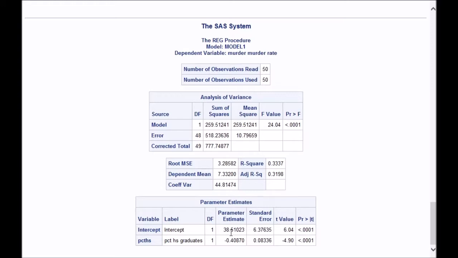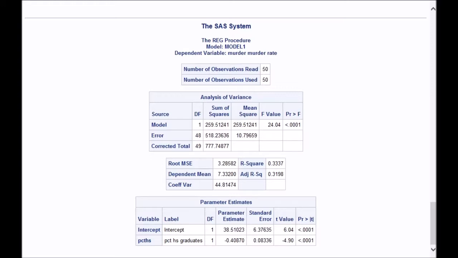We're not going to focus too much on the intercepts in these models because they're not terribly interpretable. They're just sort of pegging down the regression line. That intercept of 38.5 would literally be the murder rate in a state that has no high school graduates. But of course, that's a pretty extreme extrapolation from the actual data that we have. Every state has a much higher high school graduation rate than 0.